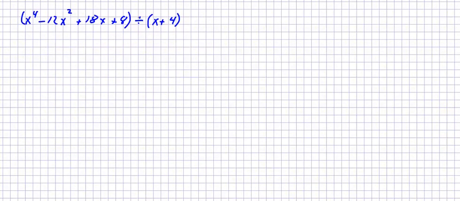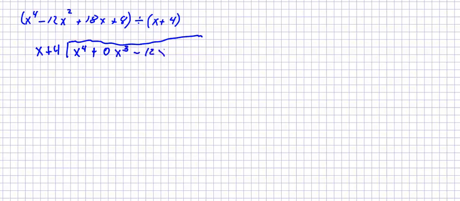We're going to divide x to the fourth minus 12x squared, so on, by x plus 4. And we write our x to the fourth, but we notice there's no cubed. So we'll write 0x cubed minus 12x squared plus 18x plus 8.